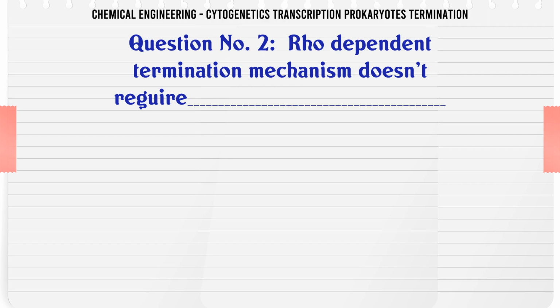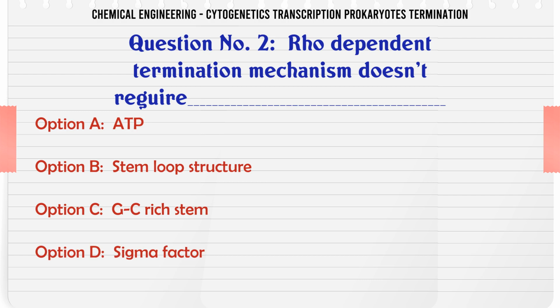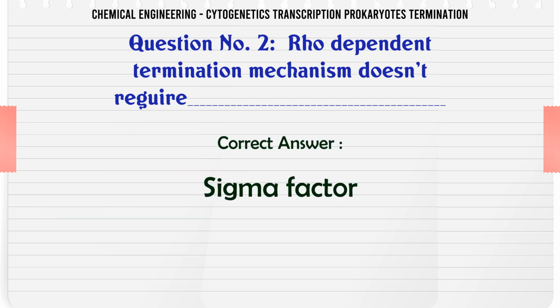Rho-dependent termination mechanism doesn't require A ATP, B stem loop structure, C GC-rich stem, D sigma factor. The correct answer is sigma factor.